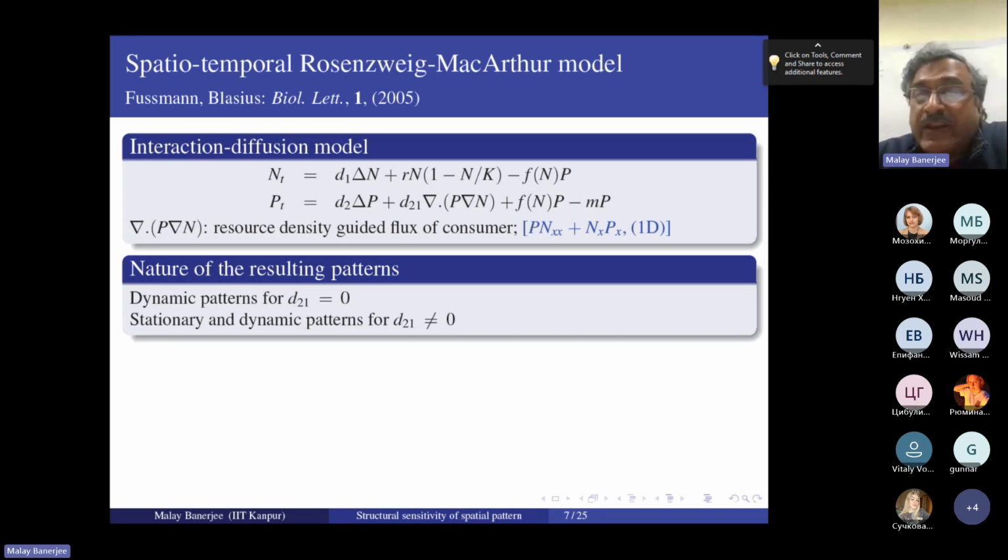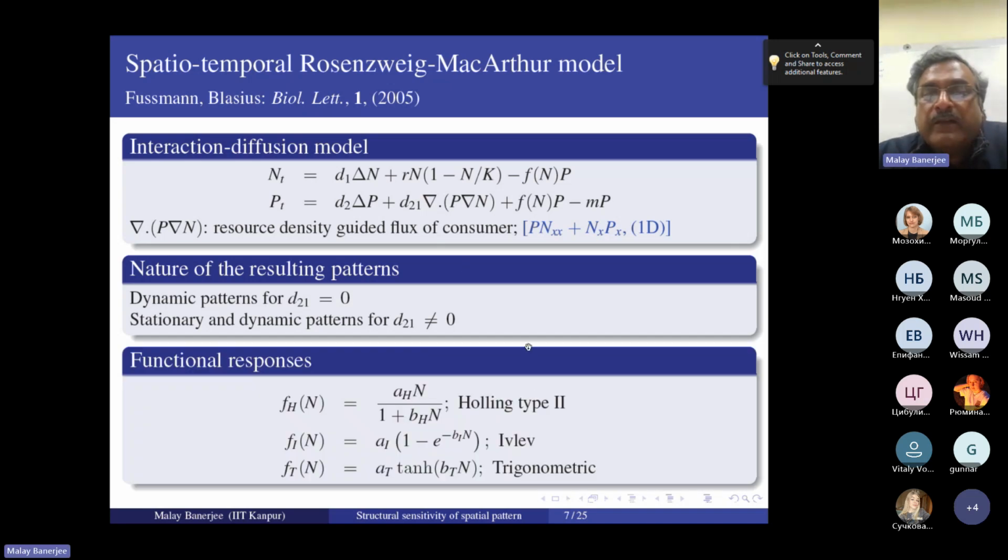does not exist any Turing pattern if D21 equal to 0. But dynamic patterns exist if we consider D21 equal to 0. There are several articles by several renowned persons who have talked about spatiotemporal chaos, wave of invasion, and other different types of dynamic pattern for this spatiotemporal Rosenzweig-MacArthur model with D21 equal to 0. But we can have stationary pattern as well as dynamic pattern once D21 is not equal to 0.